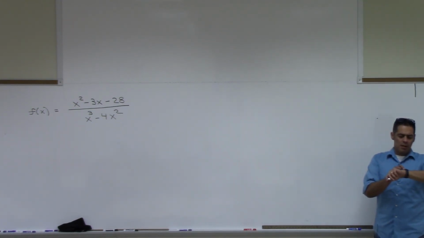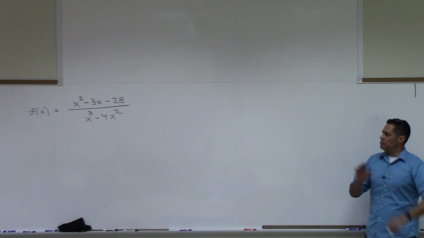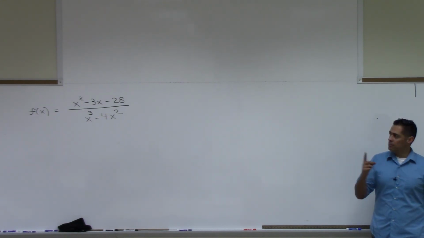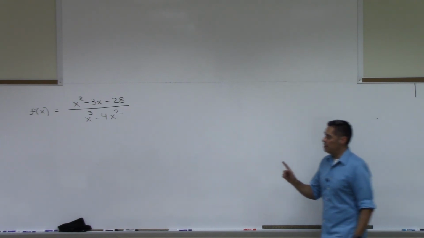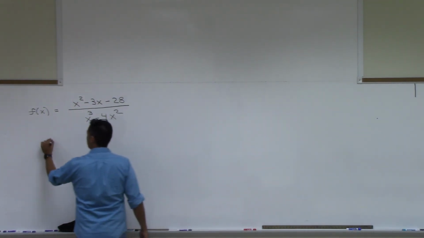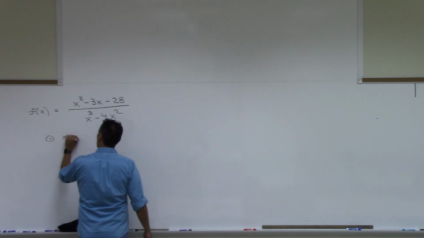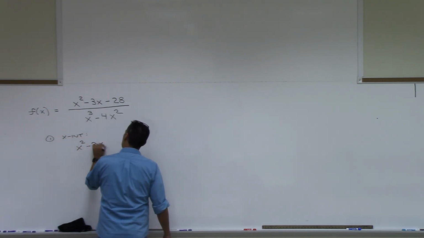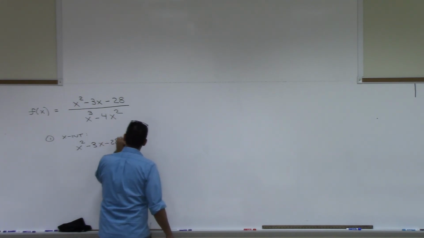You know what? Let's just do this one. We're going to get it set up. First step, find out where the x-intercepts are. So to do the x-intercepts, you do what? Set the numerator equal to 0.